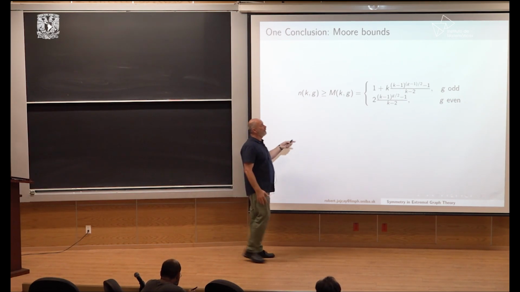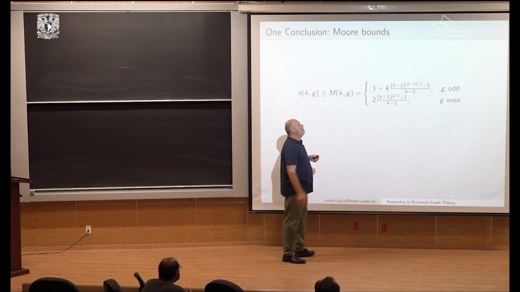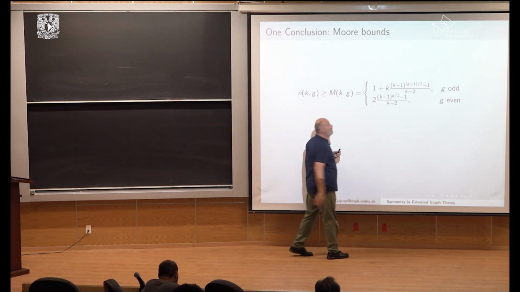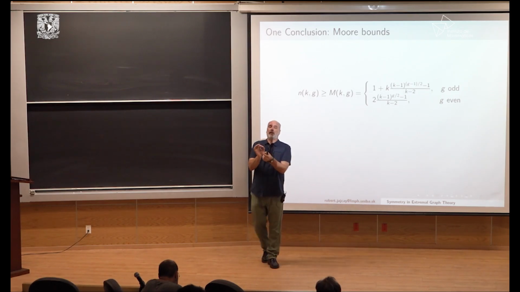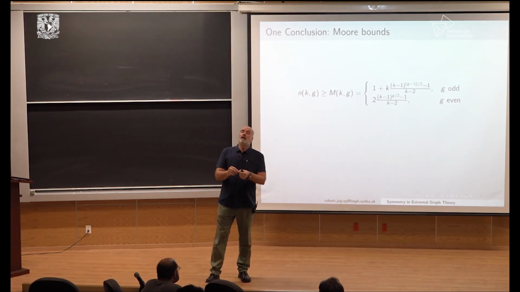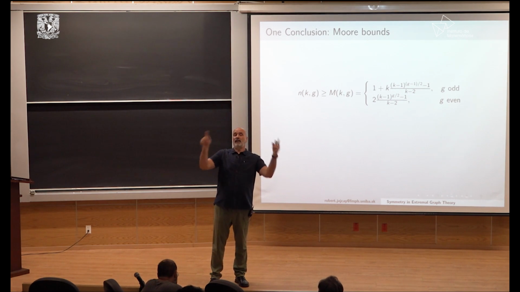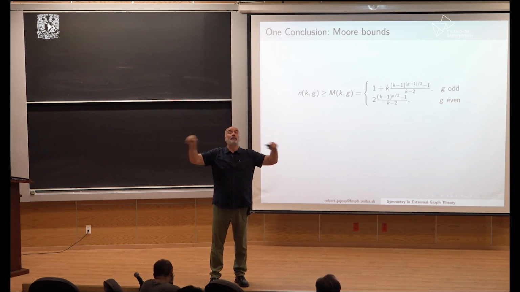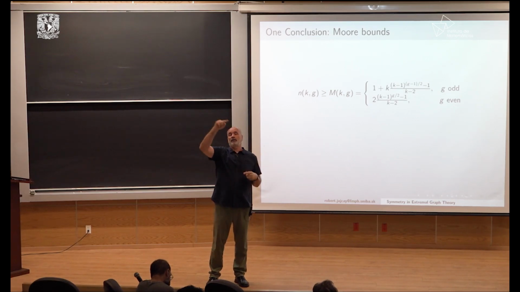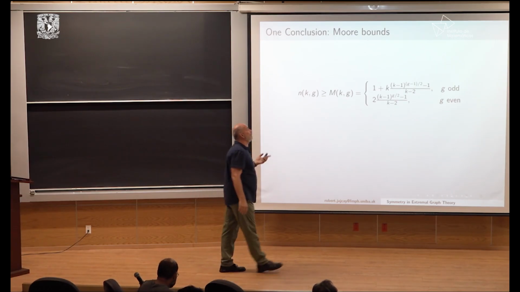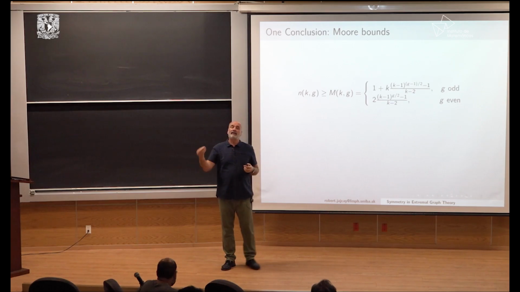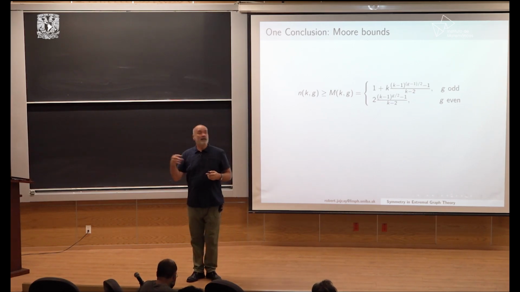Again, if you teach graph theory, you probably already taught this. But the idea is basically that if you want every vertex to be of degree K, then you start with a vertex, it has K neighbors. Each of them has K minus 1 extra because it has to be of degree K. And you keep going until you reach about half of the girth, at which point you can start joining things. So you get a lower bound on the number of vertices that is a function of G and K.